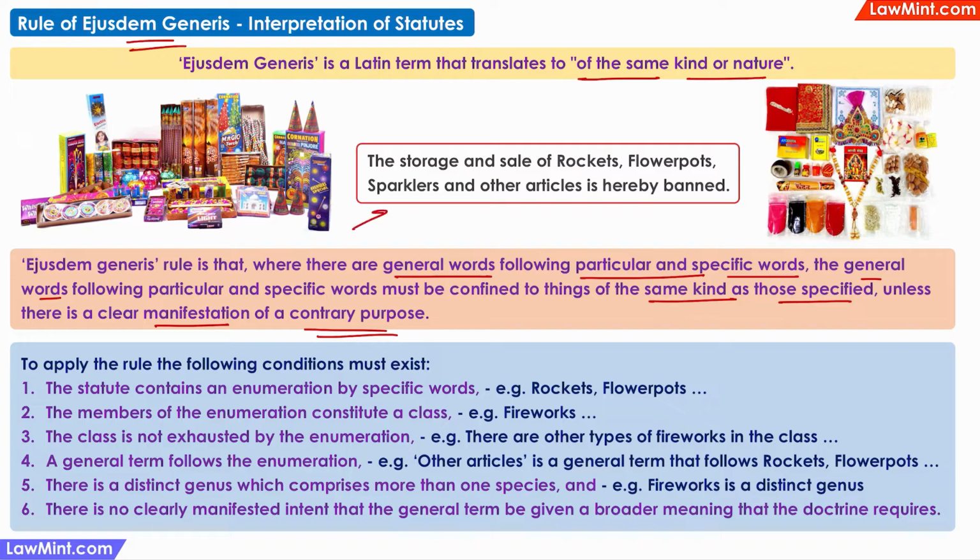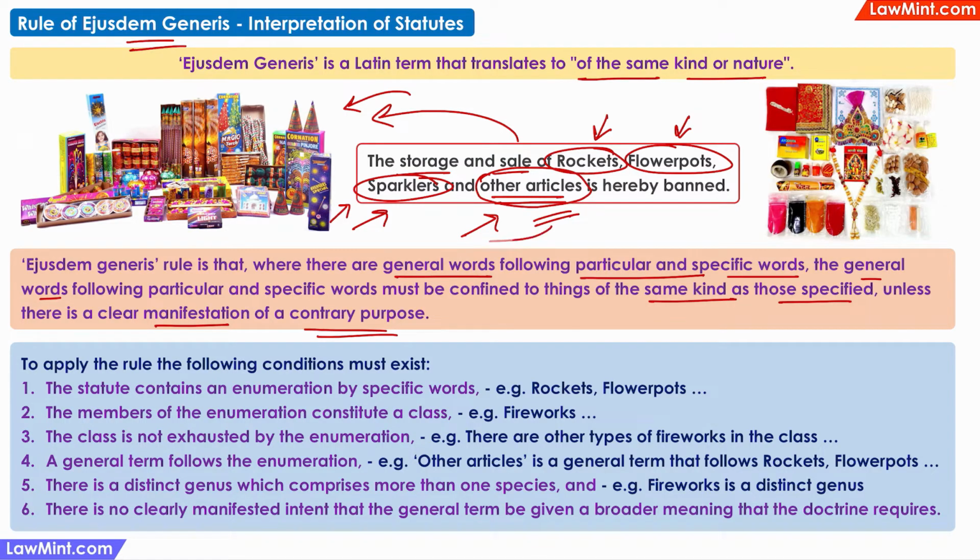For example, if the law says that the storage and sale of rockets, flower pots, sparklers and other articles is hereby banned, then the interpretation of these general words, other articles, must be confined to the same kind as the specific words. Since the specific words, rockets, flower pots and sparklers, are fireworks, then the interpretation of these other articles should also be other fireworks. Then this rule is essentially saying that the storage and sale of rockets, flower pots, sparklers and other fireworks is hereby banned. If the Ejusdem generis rule is not used, then this term other articles can mean any other articles.